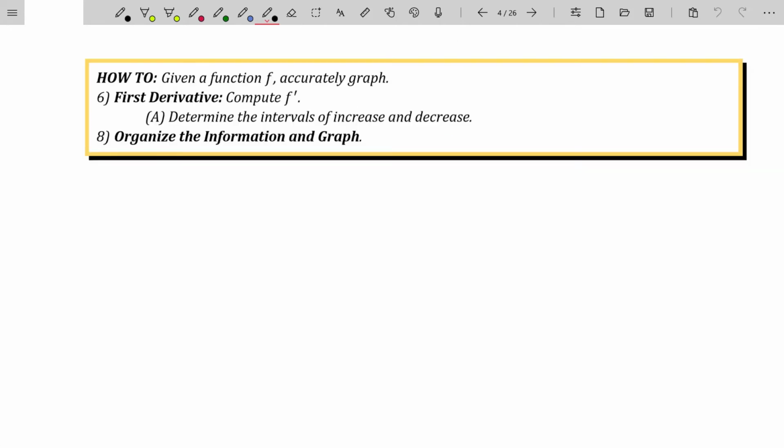And as I mentioned earlier, or right at the beginning of the video, I'll be building a how-to. Every step of the way, we're going to build this recipe, I guess you could call it. And it's not my favorite thing to do, but it is kind of important to have some type of idea of how to tackle graphing. So given a function f, if you're asked to accurately graph that function, which is going to be the case from this point forward, the 6th thing you will do is deal with the first derivative. So you compute the derivative, you find the critical numbers, and then determine the intervals of increase and decrease. And then you're going to organize the information, which is what I did with that number line, and eventually we'll get to the graphing part.